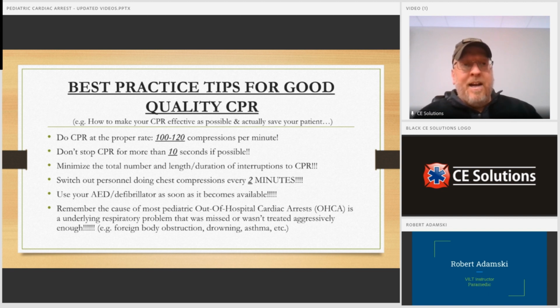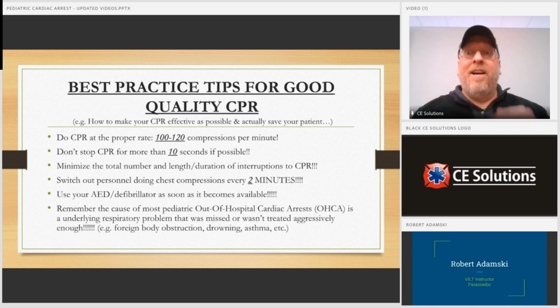And then our fifth bullet point there is also critical. As soon as that automatic external defibrillator or that manual defibrillator becomes available, you need to use it. Don't wait. Don't pass go. Don't collect $200. Don't wander around. Don't do anything else. As soon as that defibrillator shows up and you can use it, use it. The sooner you administer that defibrillatory shock to the heart, the better chances you have of getting ROSC, or return of spontaneous circulation. So once you have it, use it.